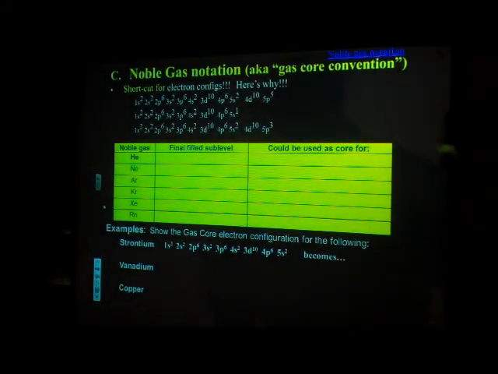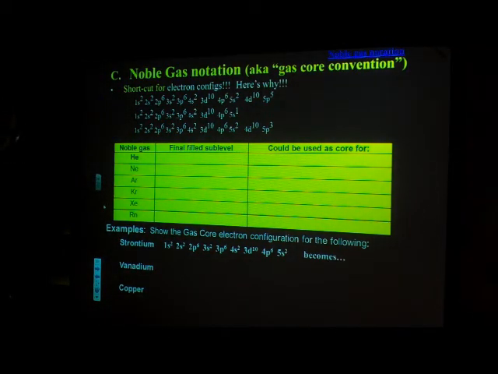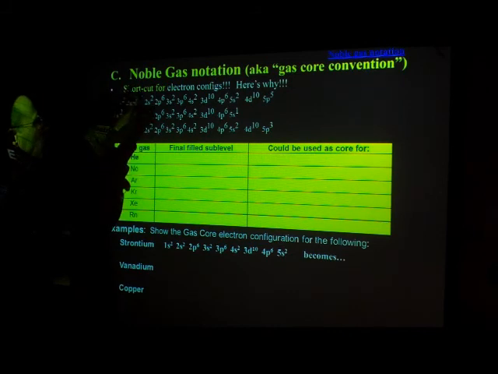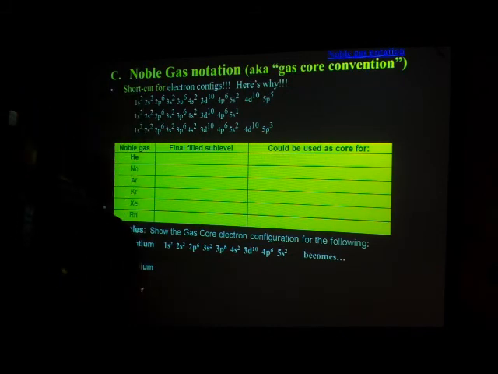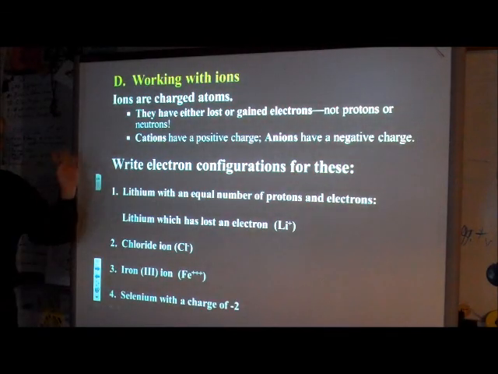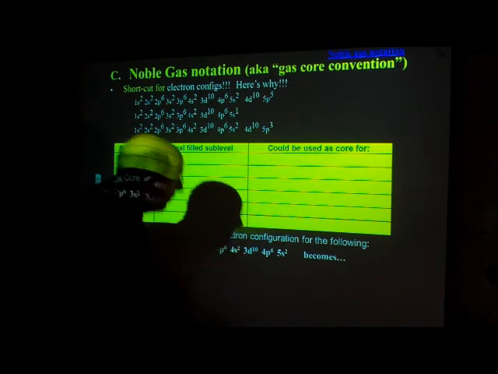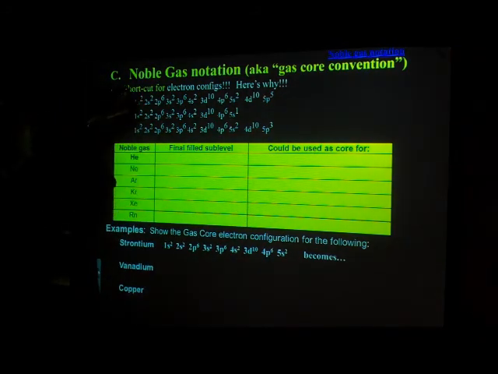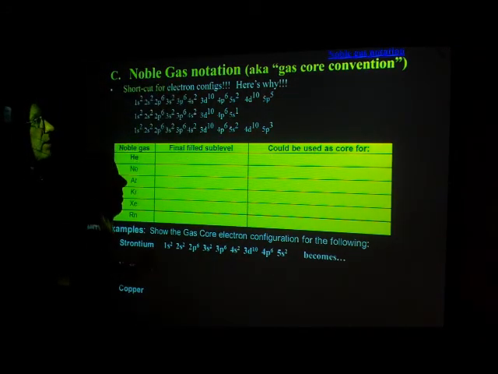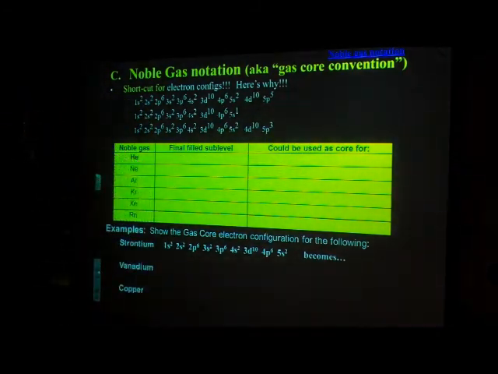Hey guys, this is the fourth of our Schrodinger model lecture series, and today we're going to try and kill two birds with one stone. That is, we'll try to get through noble gas notation, and the second thing is how to work with ions using the Schrodinger model. So the first of the two things is noble gas notation.